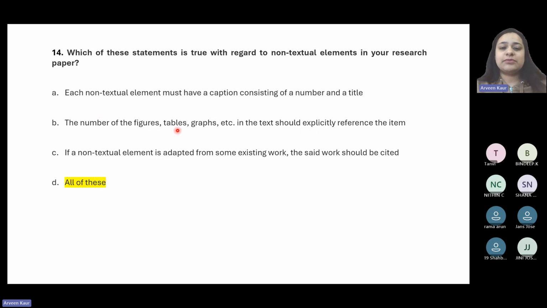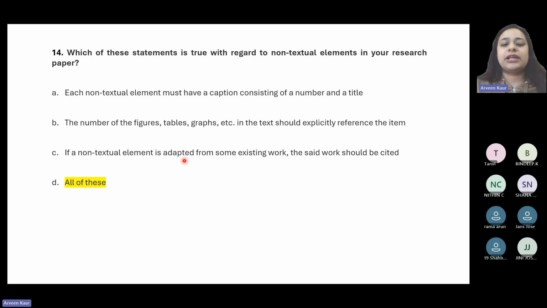The number of figures, tables or graphs etc. in the text should explicitly reference the item. Because you have given non-textual elements, while writing also you will say as seen in figure 1, this has happened, right? This transcript is going up, this transcript is going down. As seen in table 1, we have listed the materials that were used for this study, right? So you should reference it nicely, right?